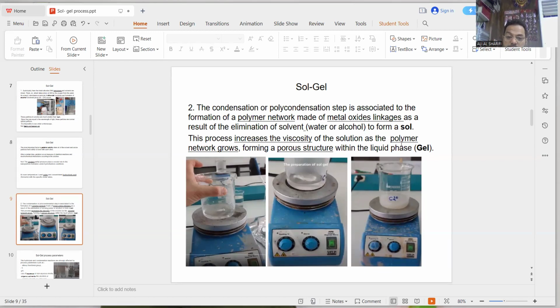The solution shows polymer network growth. What does that mean? That's when we will start to produce gel. Because what? Because the gel is a polymer network growth forming a porous structure. In the gel, we have a porous structure within the liquid phase. That means here the gel is done, is obtained.